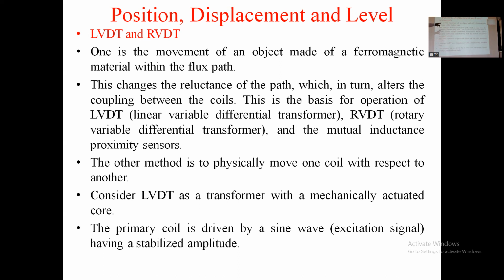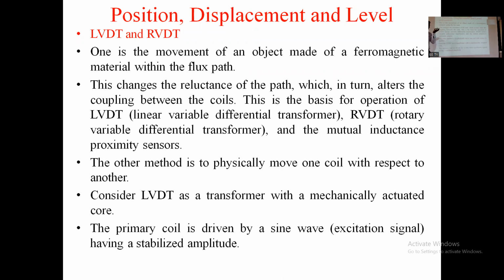So due to that, the flux path reluctance will change, and if the reluctance changes, the flux obtained at the secondary side will change. Right? If the secondary flux changes, the secondary induced EMF will change. What will happen to the EMF induced at the secondary side? It changes. So this change in the reluctance of the path alters the coupling between the coils, and this is the basis of operation of LVDT.